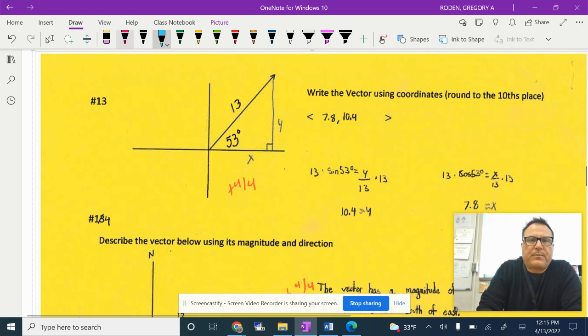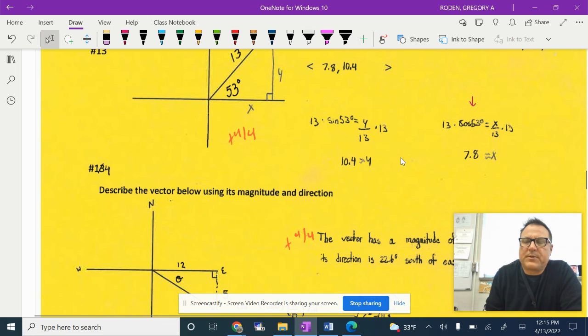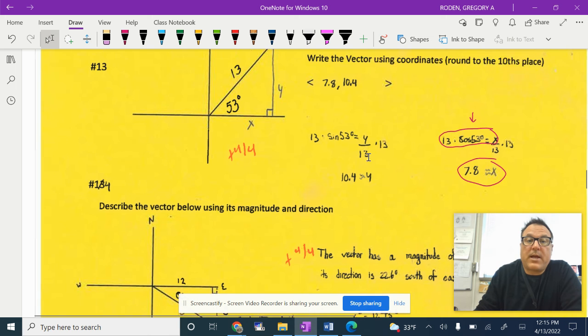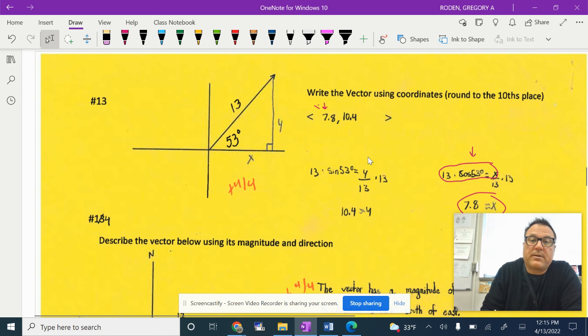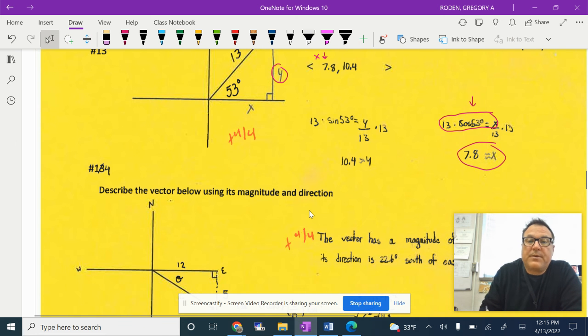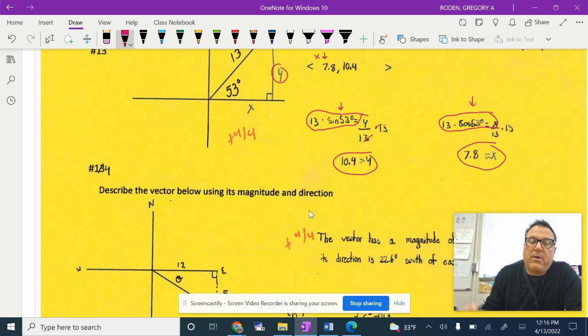So cosine of 53 degrees equals x over 13, and we multiply both sides by 13. We get x equals 13 times the cosine of 53, which is 7.8. So we put 7.8 here because this is our x value. Our y value is going to be the sine, because sine is opposite over hypotenuse and y is opposite. So sine of 53 degrees equals y over 13. Multiply both sides by 13, and we get y equals 13 times the sine of 53, which is approximately 10.4.